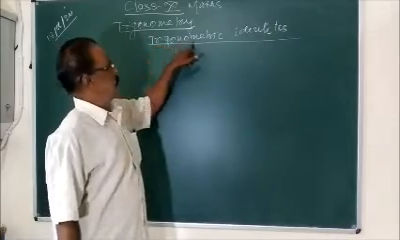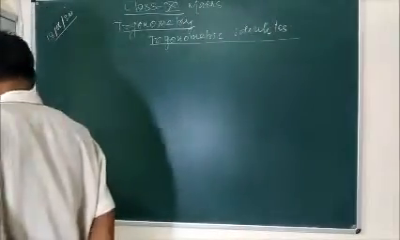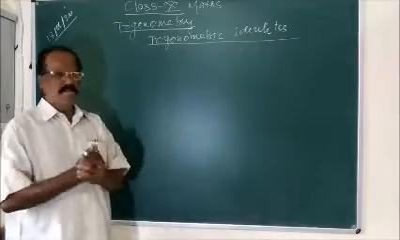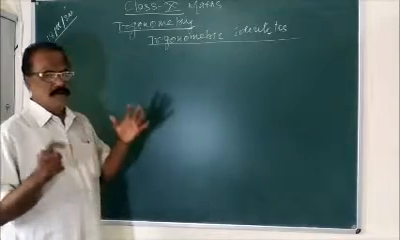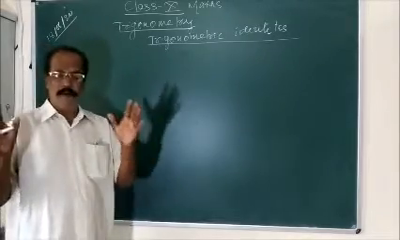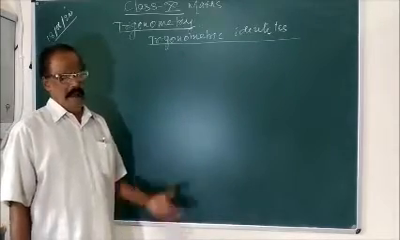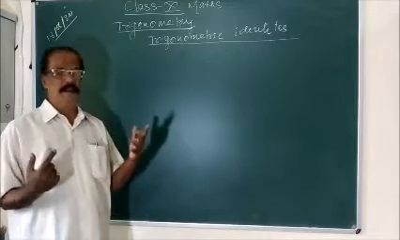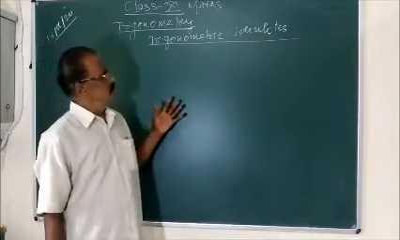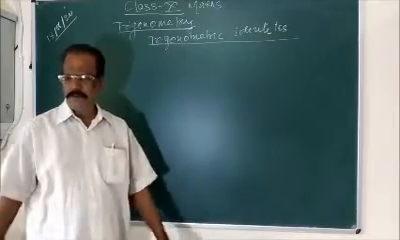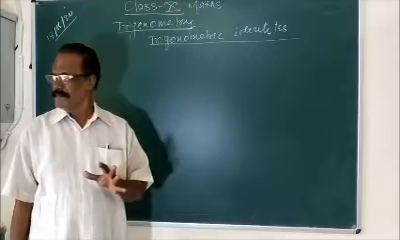Topic is trigonometric identities. My dear students, first you should know what is identity. Identity is that equation which is true for all the values of variables involved in this given equation. Algebraic identity you must have studied in class 6 or 7 or 8 or 9. So identity means the equation which is true for all the values of the variables which are involved in the given equation.